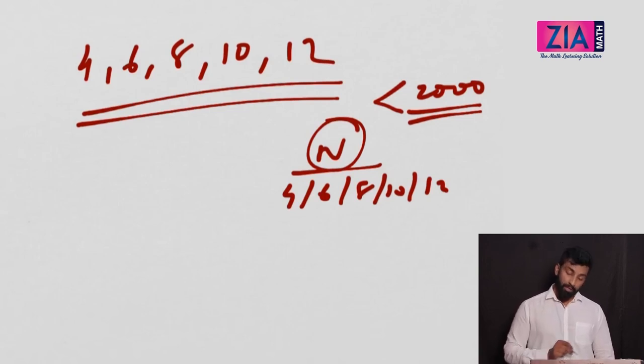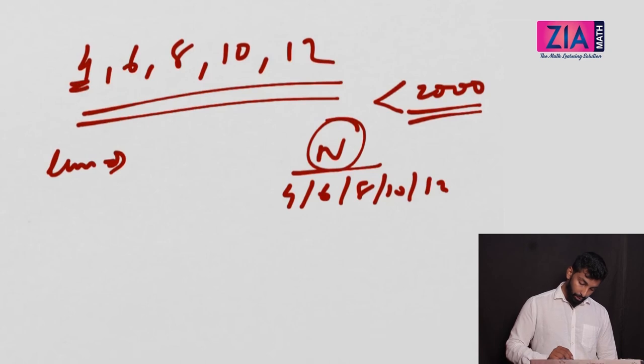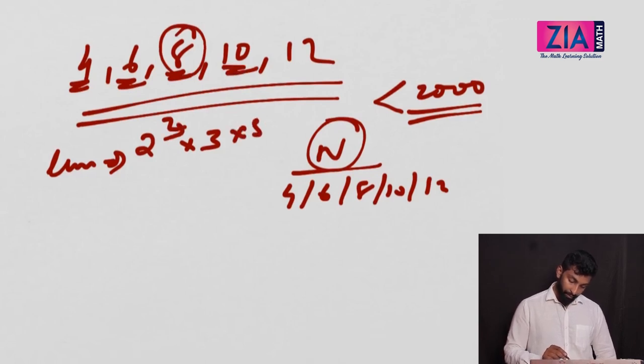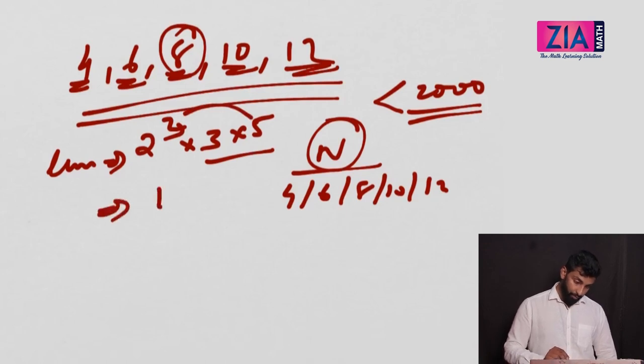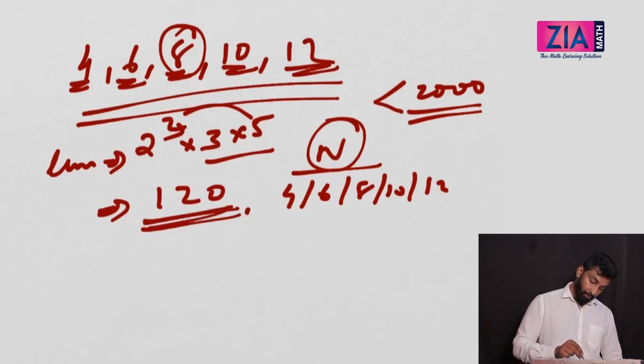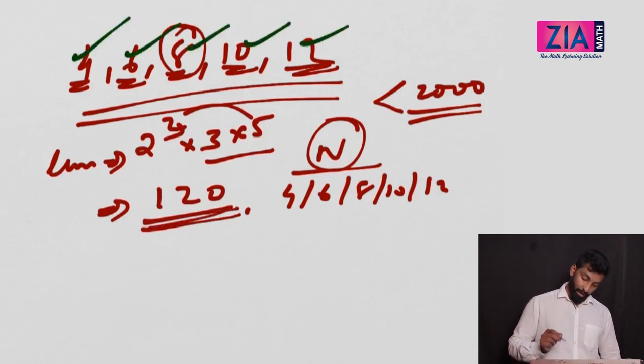So how will you proceed? You find the LCM first anyway. Now how will you get LCM? 4 is 2 square. Here 6 is 2 into 3, so I can take 3 only. Here 8, because we have already taken 2 twos, there are 3 twos, so I'll make it 2 cube. Now 10 is 2 into 5, so I'll write a 5. 12 is 4 into 3, so 4 is already there, 3 is also there. So what is this value? 24 into 5, this is 120. So 120 is the first such possible number. What does it mean? 120 is divisible by 4, 6, 8, 10, 12. But this is the least number.